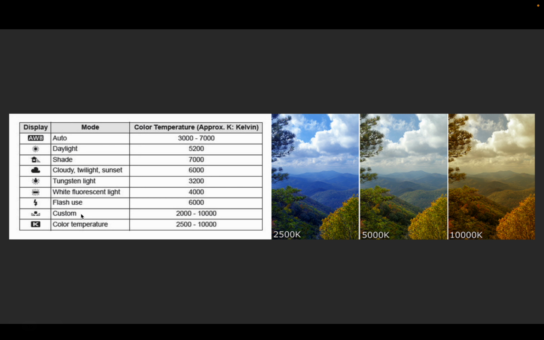I usually personally just stick to what these have. If I'm using a flash or strobes, I'll use the flash symbol. I do use auto white balance because I think it does a pretty decent job. A lot of other photographers will probably disagree with me, because the range is only from 3,000 to 7,000, but I think it gets me to where I need to be. I don't have to choose between these.